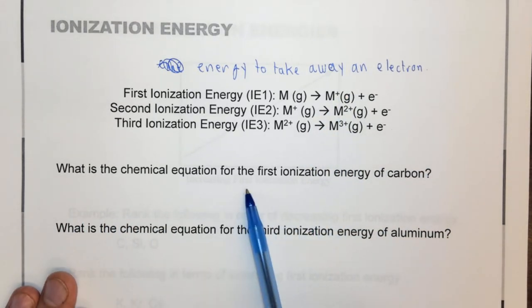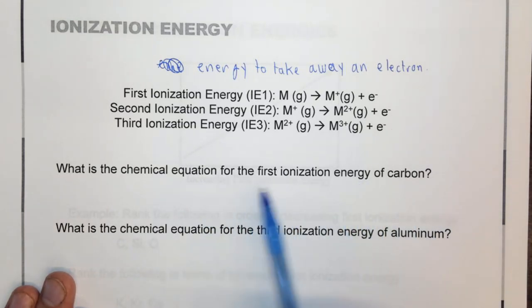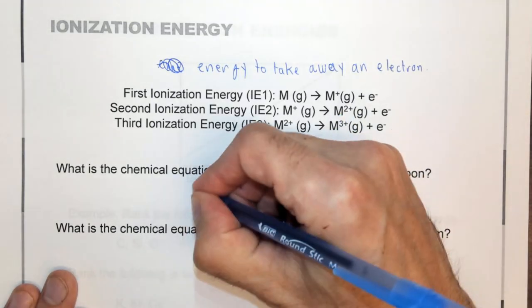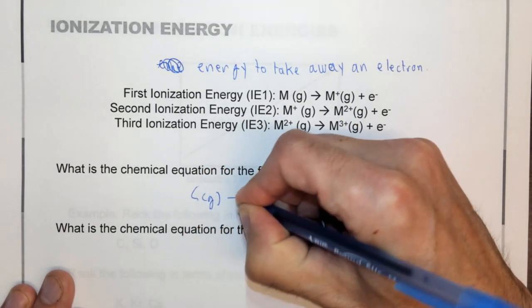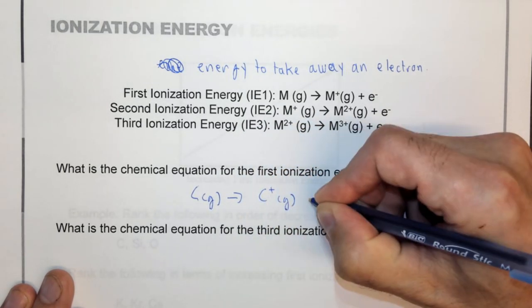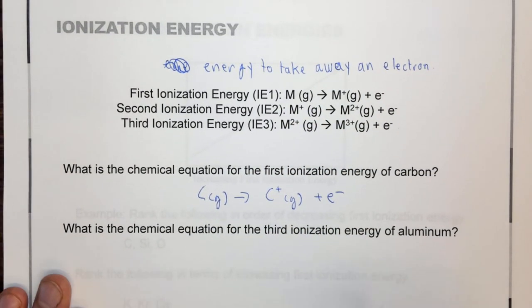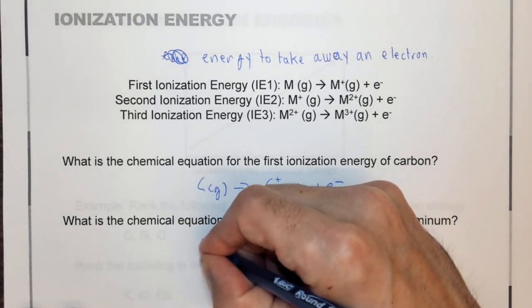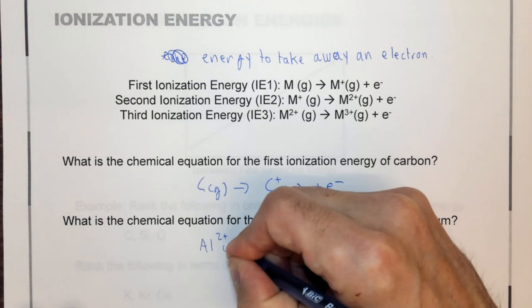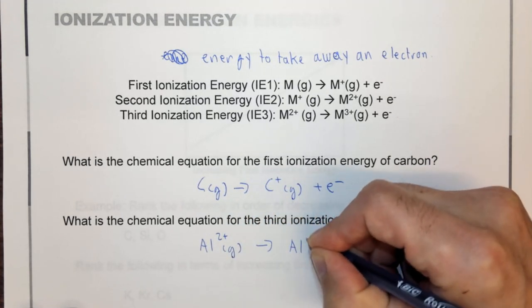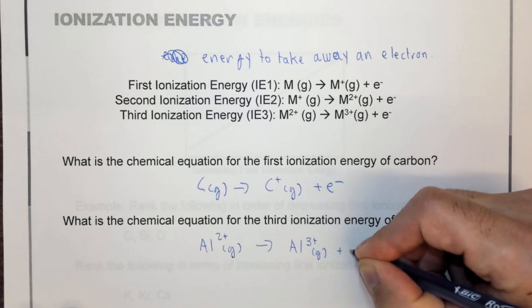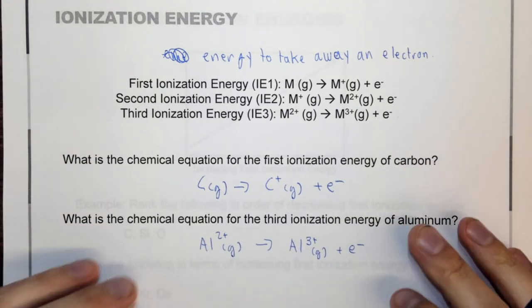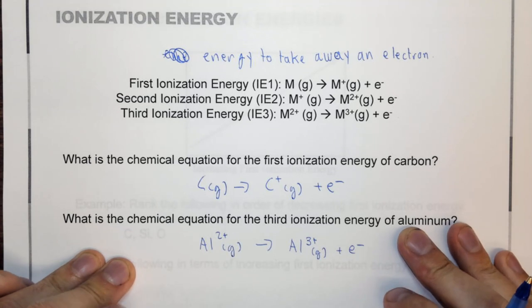So it says, what is the chemical equation for the first ionization energy of carbon? So if we look at the first ionization energy of carbon, it's going to be carbon, has to be in the gas phase, yields carbon+ in the gas phase plus an electron. It says, what is the chemical equation for the third ionization energy of aluminum? Well, if it's the third ionization energy, aluminum must have already lost 2 electrons, so it's aluminum 2+ in the gas phase, yields aluminum 3+ in the gas phase plus an electron. So here we have the third ionization energy.